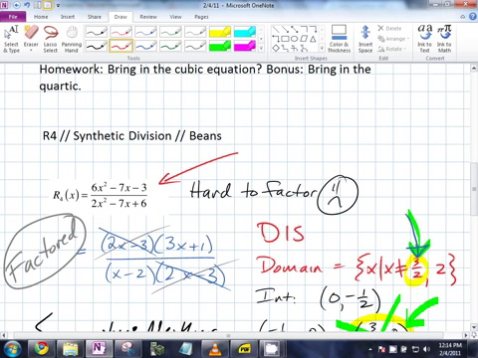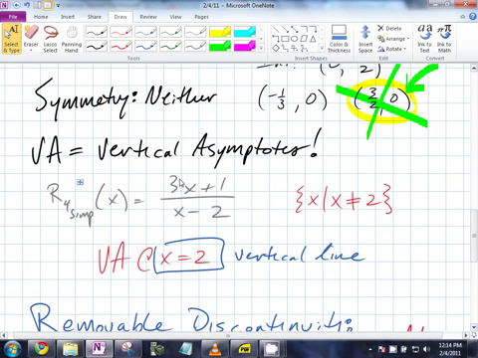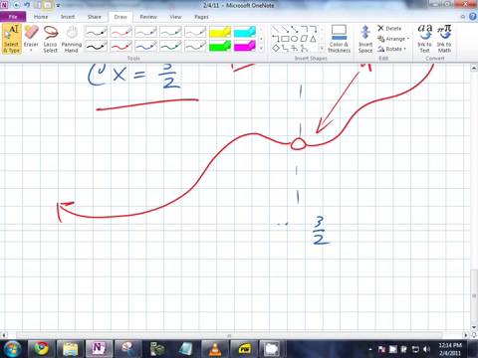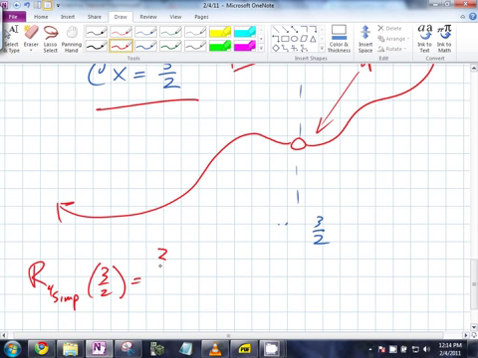The simplified form. You take this and you do R4 simplified form of 3 over 2. And that's equal to 3 times 3 over 2, plus 1, over 3 over 2 minus 2. Can we plug 3 over 2 into this one? Yeah, we can. Why can we?